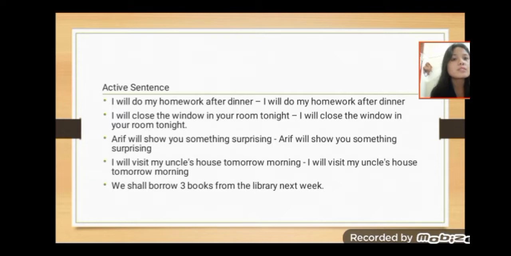I will close the window in your room tonight. Arif will show you something surprising. I will visit my uncle's house tomorrow morning, and we shall borrow 3 books from the library next week.